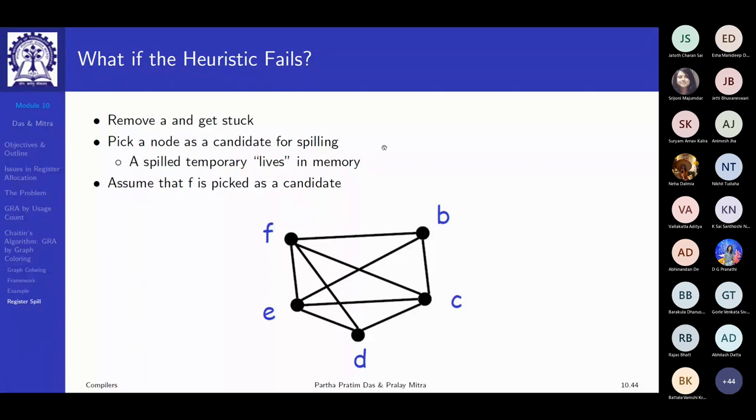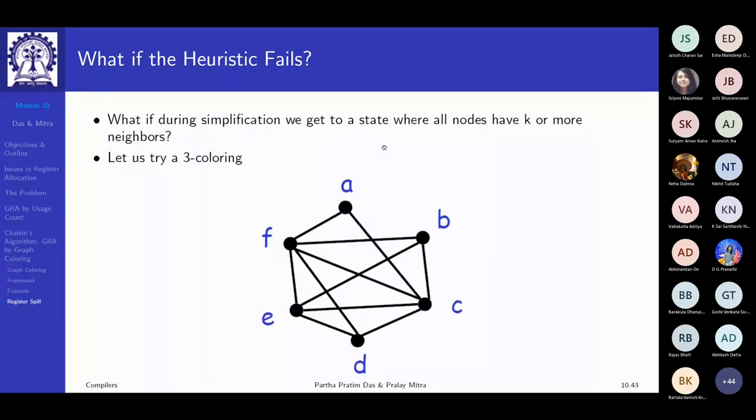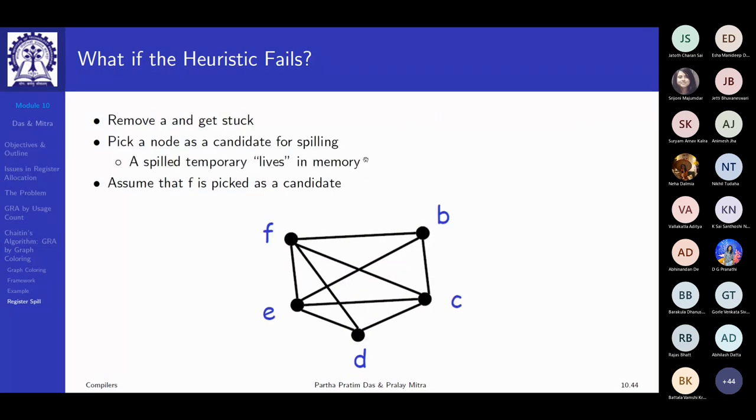With 3 colors, if I go back to the earlier slide, A has fewer than 3 neighbors. So I can remove A and get this. And now I'm stuck because every node has either 3 or actually 4 neighbors, more than 3 neighbors. So I cannot color this graph in that way anymore.